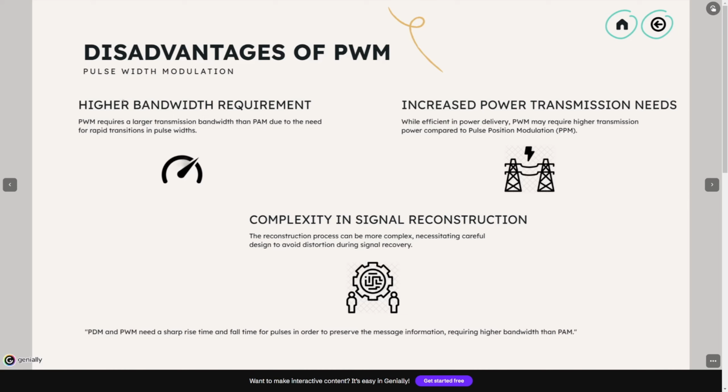And the last one, the complexity in signal reconstruction. The reconstruction process can be more complex, necessitating careful design to avoid distortion during signal recovery.